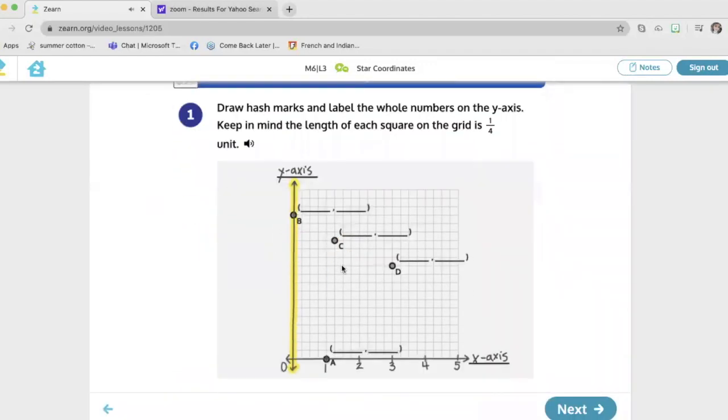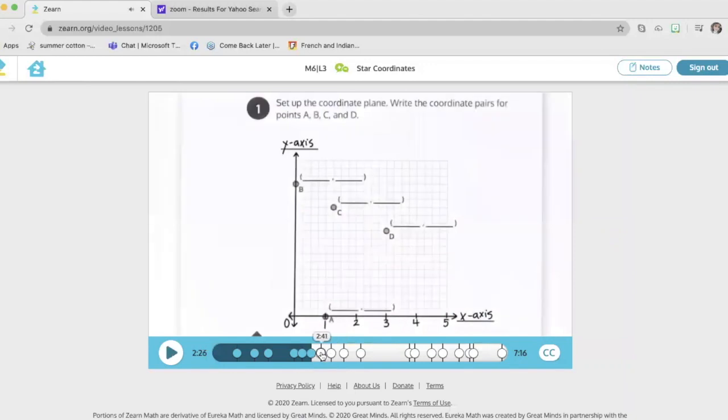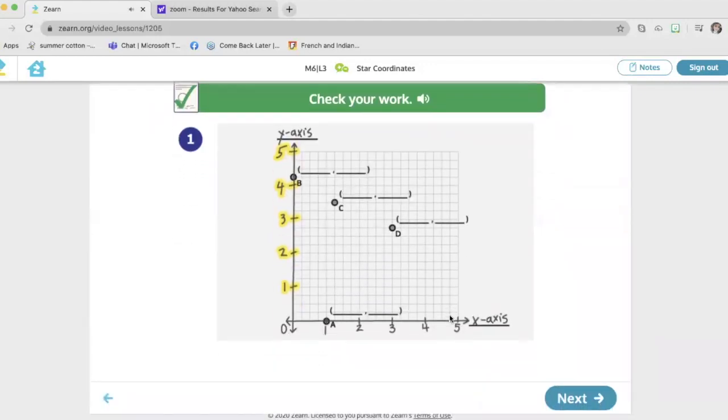Okay. They want you to do the same thing on the y-axis. Whatever you do to the x-axis, you're also going to do to the y-axis. It's kind of like a mirror. If you go all the way up to 5 here, you're going to go up to 5 here as well. Okay, see how they did that. Since we're using fourths, you have to jump 1/4, 2/4, 3/4, 4/4 would be a whole.